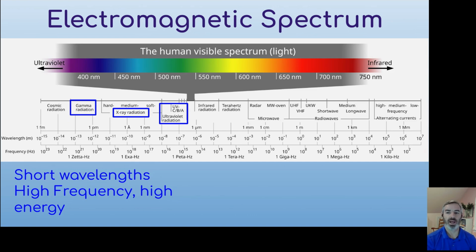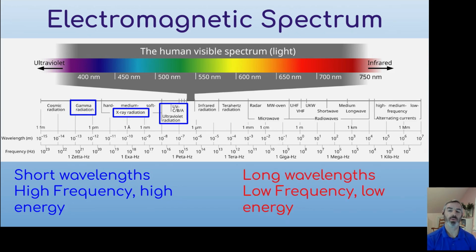Now, on the right side of the electromagnetic spectrum, we have long wavelengths, low frequency, and low energy: infrared rays, microwaves, and radio waves. Microwaves are used in radar and microwave ovens. You also have some FM radio stations. The radio waves are the AM radio stations and the television stations. Bluetooth also uses radio waves, as does Wi-Fi.